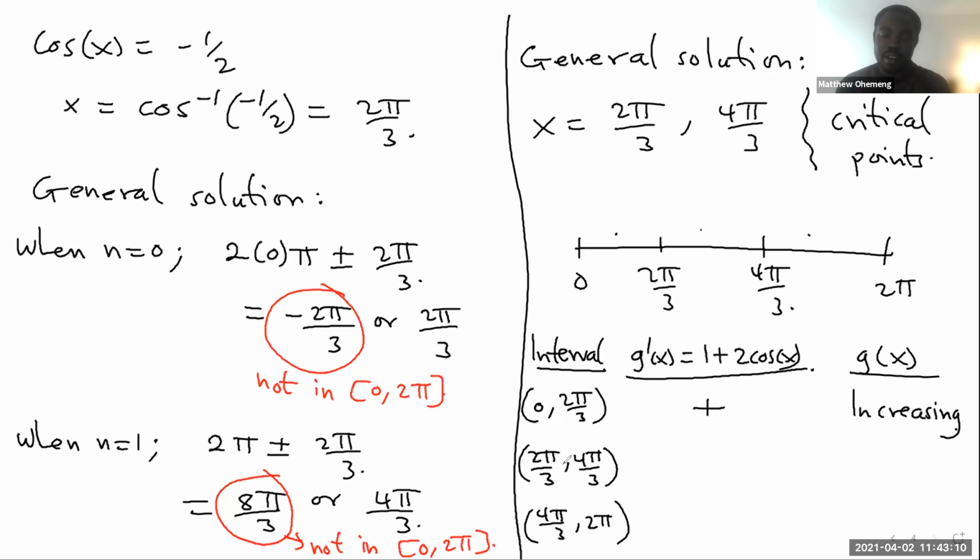Now, for this interval, you can pick pi. The cosine of pi is going to be -1, and that would lead to 1 minus 2, which is negative. Hence, we know the function is decreasing. Now, for this interval, to pick a number, because this is 2 pi, if I want the denominator to be the same, 2 pi is the same as 6 pi on 3. So a number that will lie in this interval is 5 pi on 3. For 5 pi on 3, cosine of 5 pi on 3 is positive, and 2 times that is positive, and 1 plus that is positive. So the function is increasing.